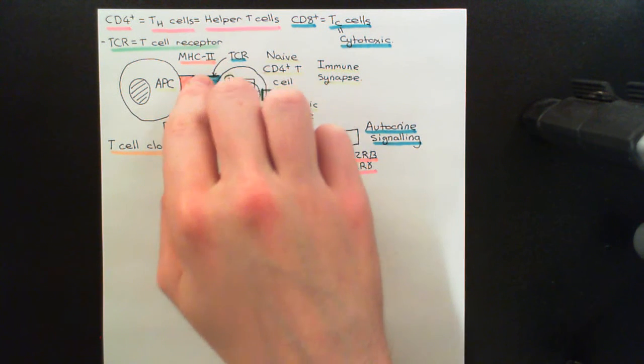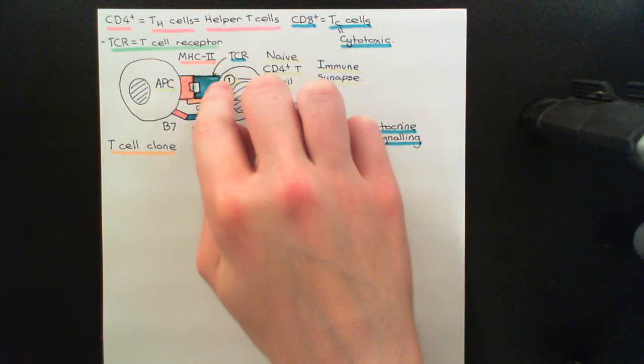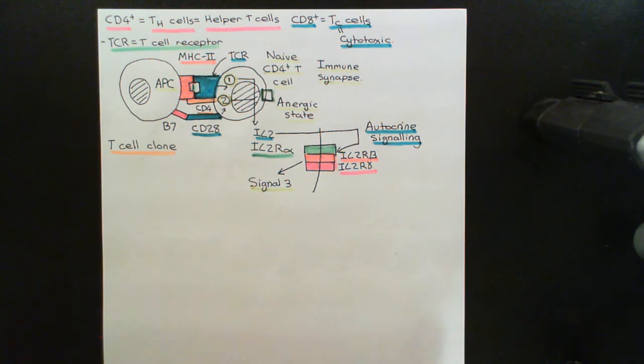Once you've formed that, the T cell receptor and the CD4, they deliver signal 1 to the naive CD4 positive T cell. In addition, you have to receive signal 2 if you're going to proceed with the activation of this naive CD4 positive T cell. Otherwise you go into an anergic state, and we discussed at length in the previous video why that is.